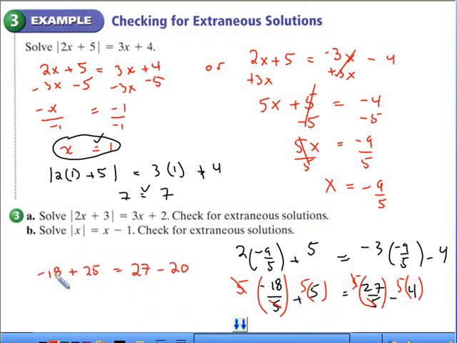So let's work this out right here. What does this give us? This gives us 7. 27 minus 20, that gives you what? 7. So this one also works. So -9 over 5 also works. Since they both work, there are no extraneous solutions.